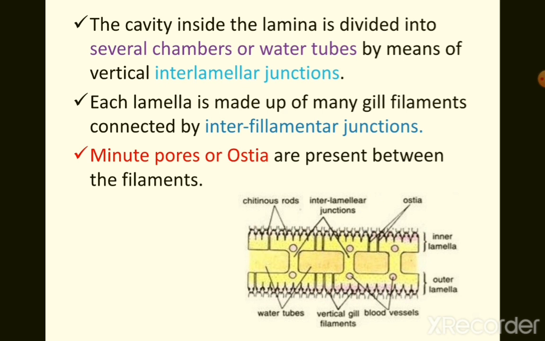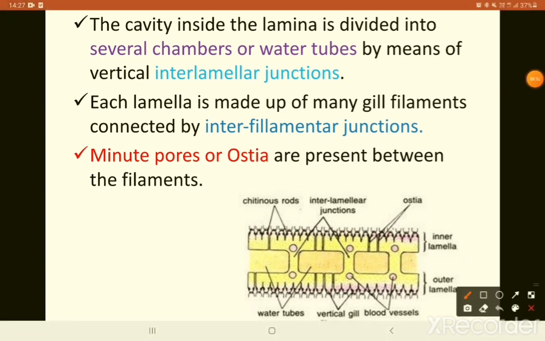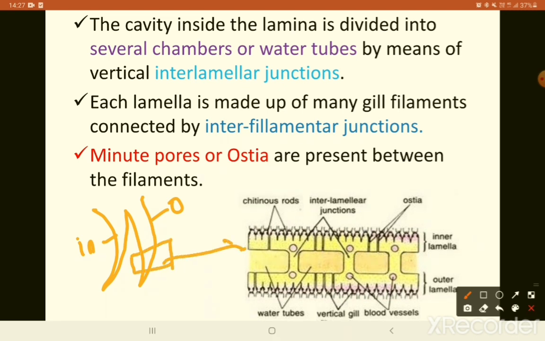This is a portion of one of the lamina, which contains the outer lamella and inner lamella. I hope you can get it. Like we said, this is the structure of the gill. This is the outer lamina, and this is the inner lamina. So if you take a portion of this and magnify it, you see it is represented like this.